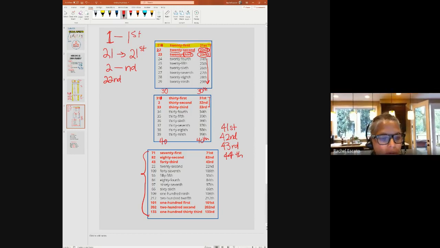Okay, so let's just do a bunch of practice here. I wrote a bunch of numbers: 71, 82, 43, and so on. We're going to practice going from the cardinal number to the ordinal number, right? The cardinal number just tells us a number, and the ordinal number tells us the order. So 71 turns into 71st. 82 turns into 82nd. 43 turns into 43rd. 22 turns into 22nd.